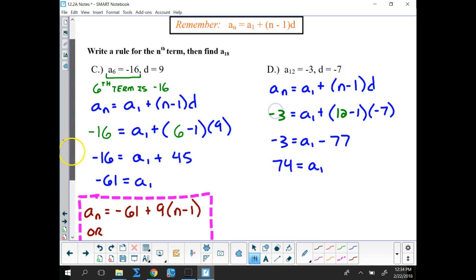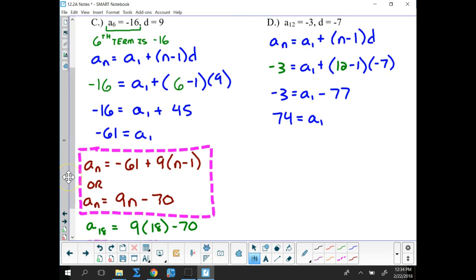If 74 is my first term, then my rule, I should say, is going to be a sub n equals 74 minus 7 times n minus 1, or negative 7n plus 81.